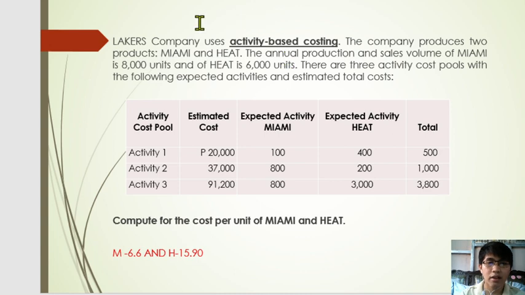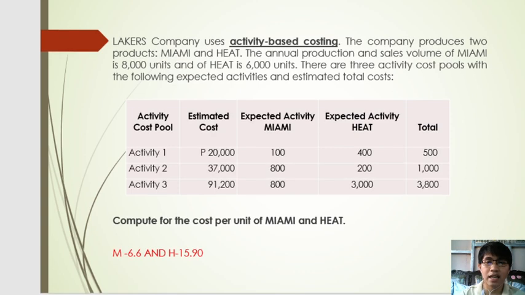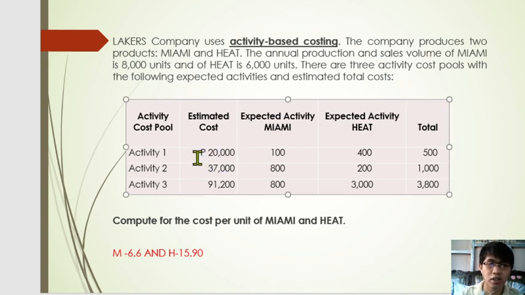So gumagamit si Lakers Company ng activity-based costing. Under activity-based costing, ina-assign natin yung cost kung saan it depends on the activity na na-generate doon sa particular activity na yon. So for example, under the traditional costing, halimbawa itong activity 1, 20,000, it will just be divided into 2. 20,000 will just be divided into Miami and Heat. So tig 10,000 sila under the traditional costing.